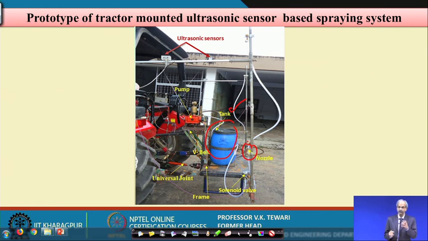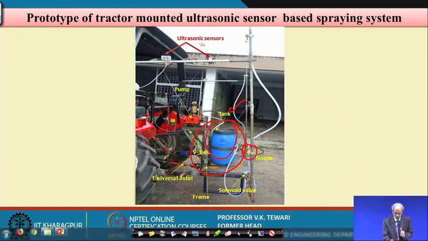Then where is the solenoid? Now, why the solenoid? We wanted to regulate this very precisely. So, we have these electrical solenoid valves. These valves will help you in precisely doing the job which was informed to it. And there is a frame created for attaching this system.